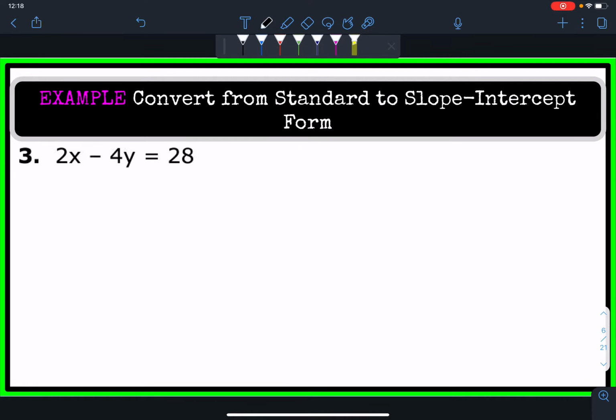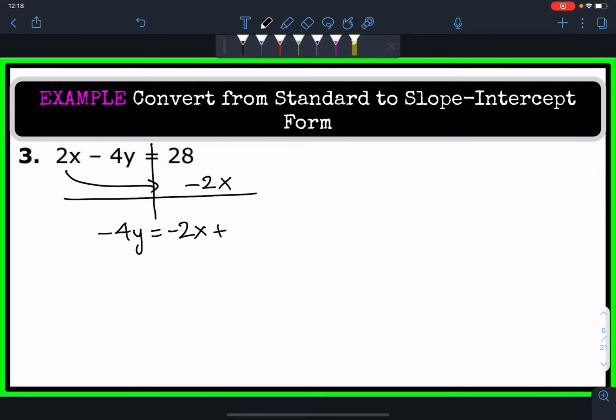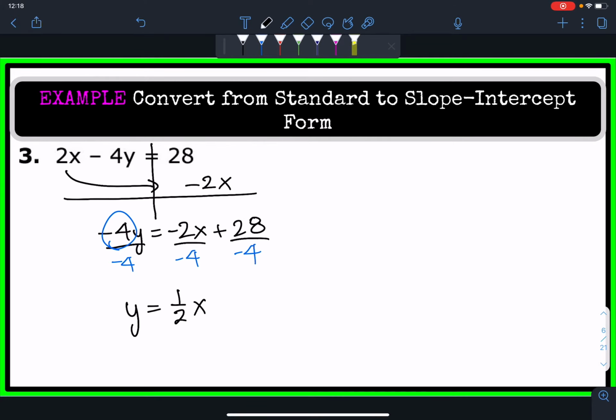So here again the exact same thing. We would start by subtracting the 2x to the right side, so I would write -2x. I end up with -4y is equal to -2x plus 28, and then we would divide everything by the coefficient of the y, which is again -4. So we divide everything by -4. So y is going to equal +1/2 x, and 28 divided by -4 is equal to -7.